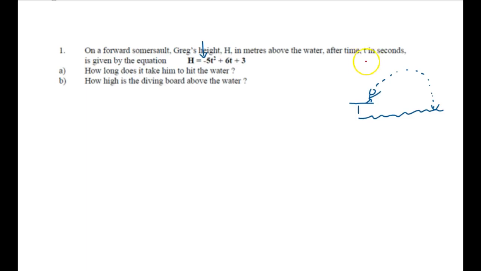So what makes this a graph for us now is, let's look at it this way. His height above the water is measured in meters, and time is measured in seconds. And that came from the description there. So just as when Greg has stood on the diving board and hasn't jumped, the time will be 0. As soon as he jumps in the air, the clock starts. We're going to measure how long it takes for him to go up, come back down to the water.